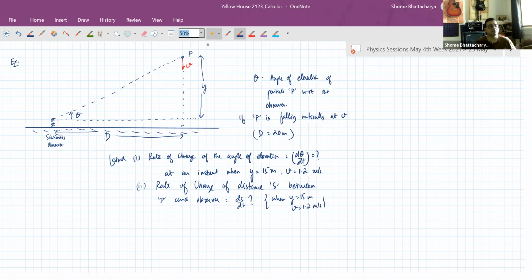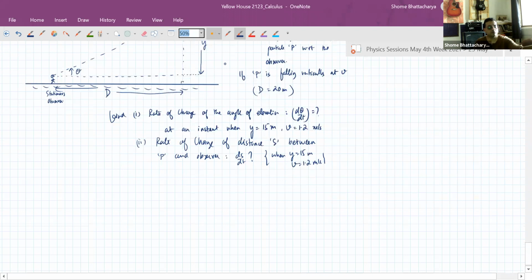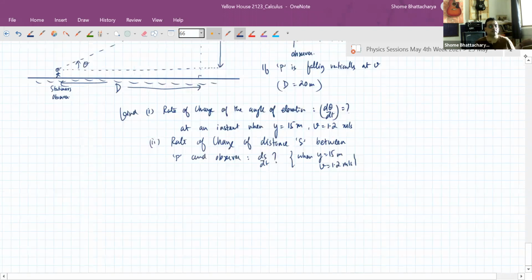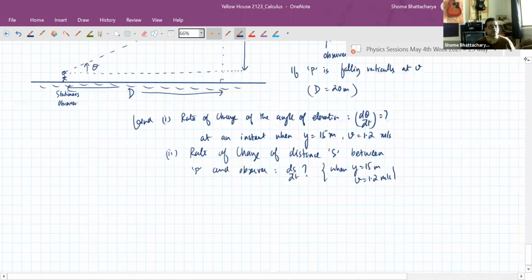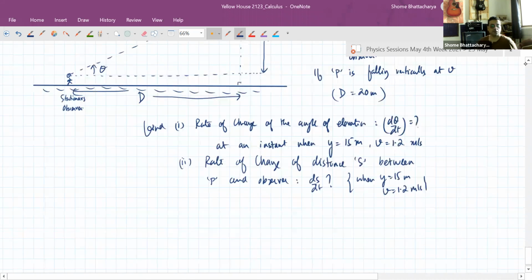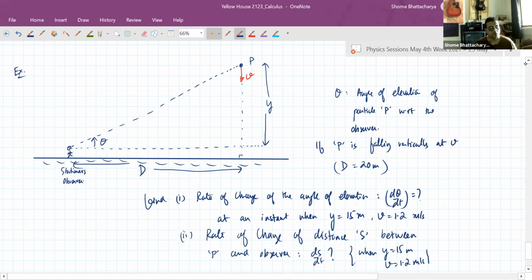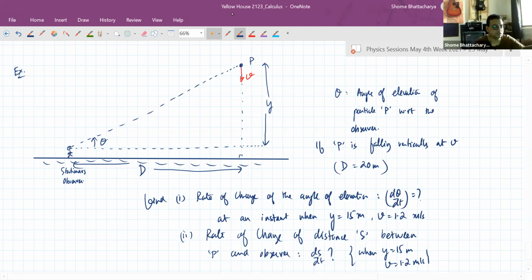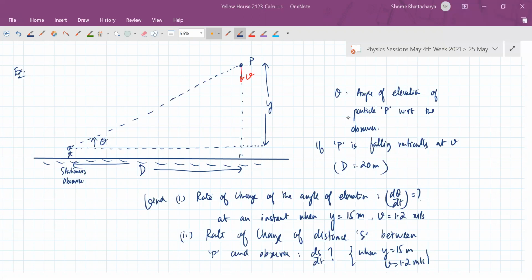Okay. So before we start the problem, can you first of all tell me whether the rate of change of theta, that is d theta by dt, will be a negative quantity or a positive quantity? Should theta be increasing with time or decreasing with time? Decreasing. Yes, you said decreasing. It's decreasing with time. You can see that.